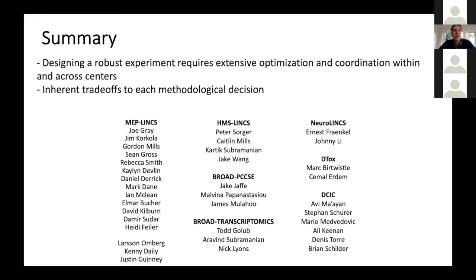We tried to think through what we lose by making one decision and what we potentially gain by making another. Overall, quite a few people were involved, both at OHSU and at HMS, and also at the other centers that helped in the analysis of the data. So with that, I'd welcome any questions that people have.